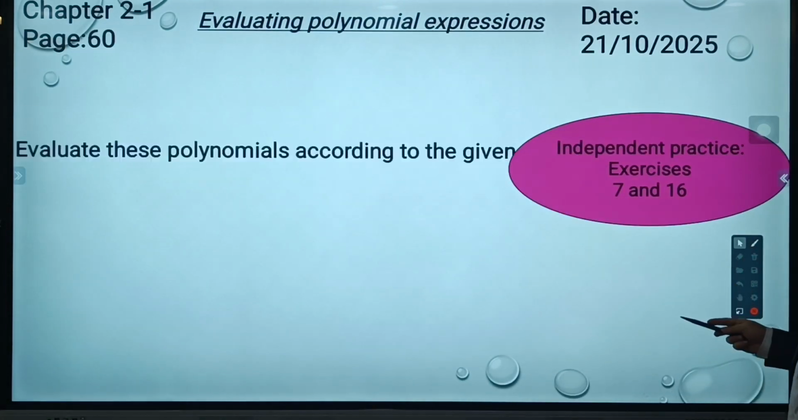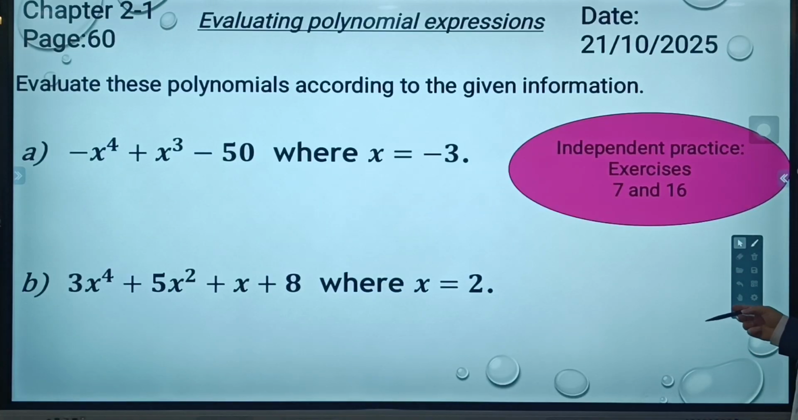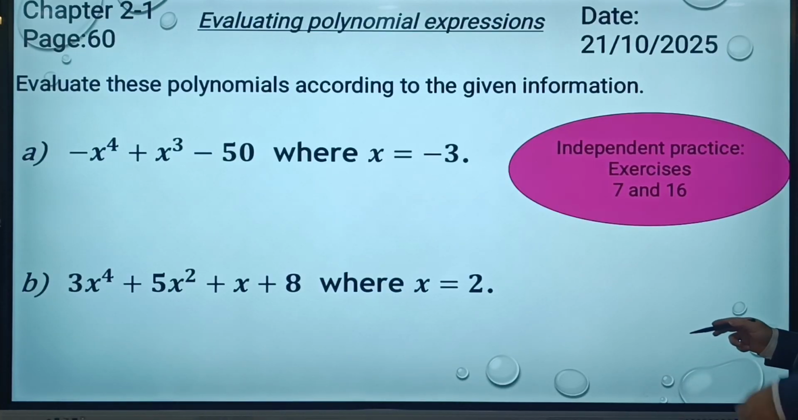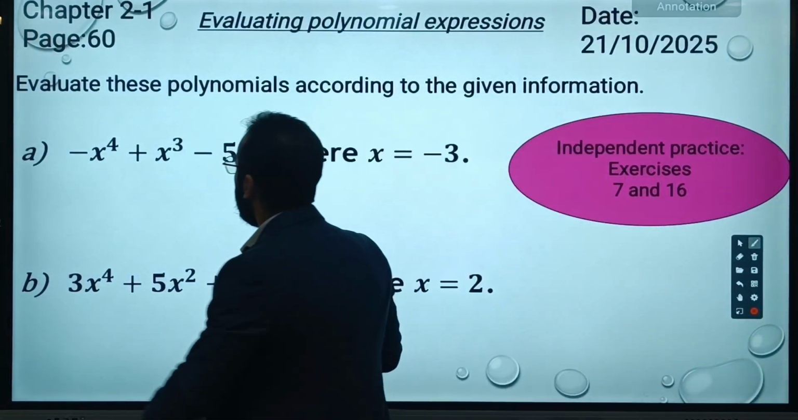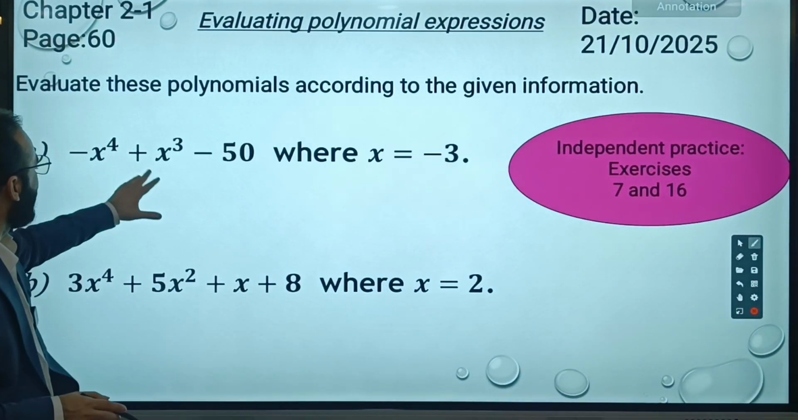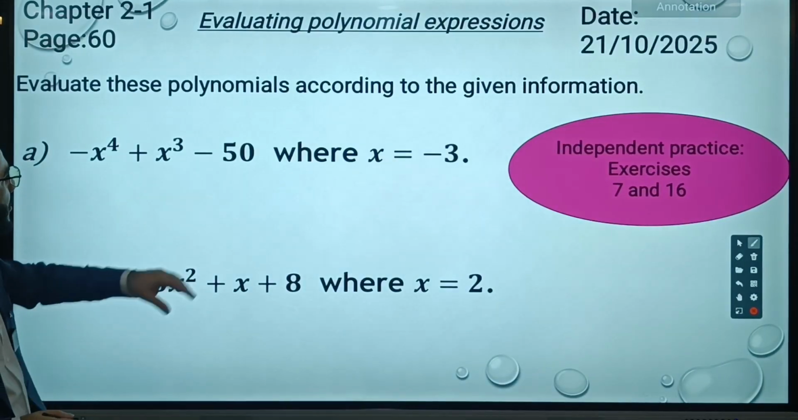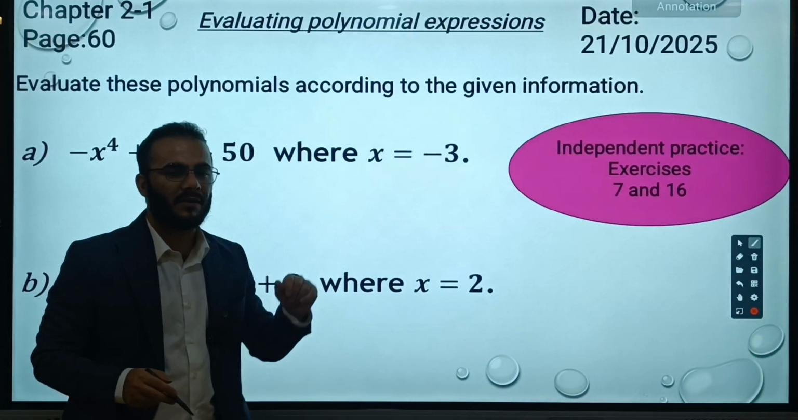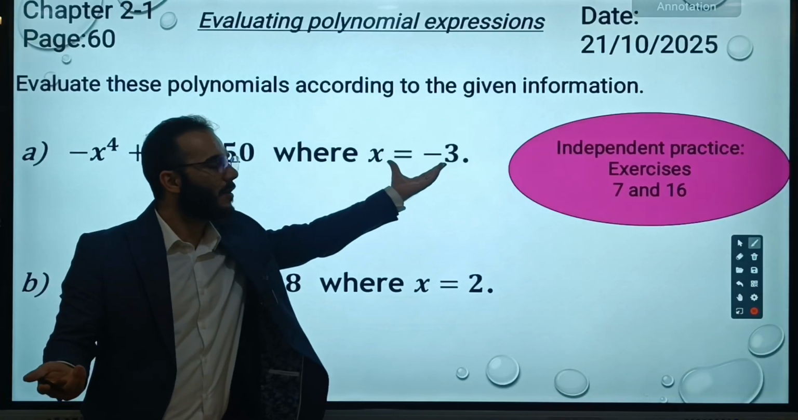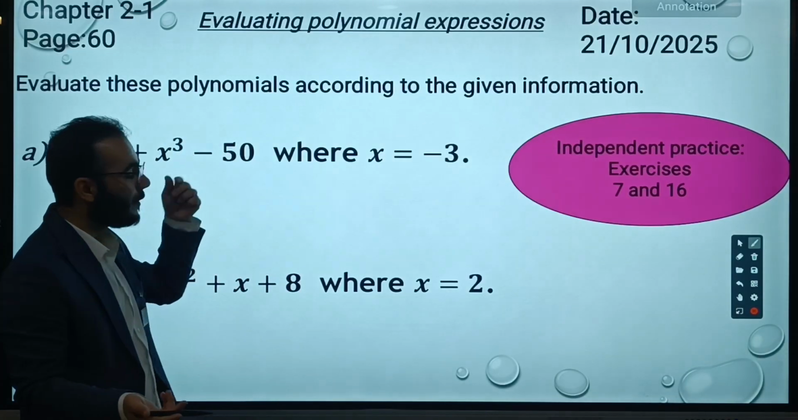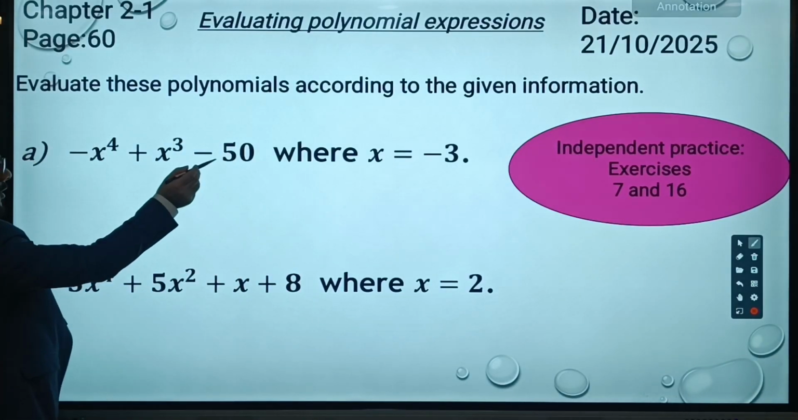Do we have any other question? Yes, there is another question regarding evaluating polynomials. Not only one question, we have got 2 questions here in our lesson. Okay, negative x to the power 4 plus x cubed minus 50, where x is negative 3. It's not a big deal. Just substitute the given value into the expression. Instead of each x, I'm going to write negative 3.